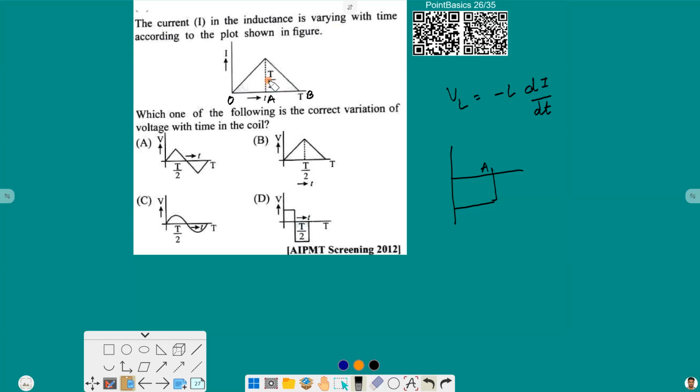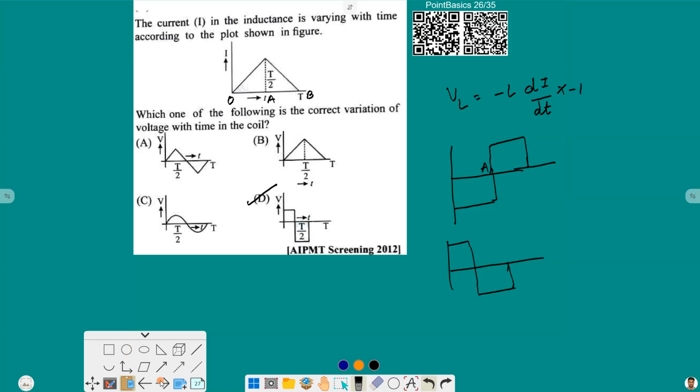Now after that, the current starts decreasing. If current is decreasing, it means di by dt is negative, and if it is negative, this whole term will be positive. So our graph should become positive like this. None of our answers matches it, but the most nearby one: if we multiply it with the negative one, then our graph will reverse, and our graph will look like this. In that case, we can mark that option D will be the right answer.